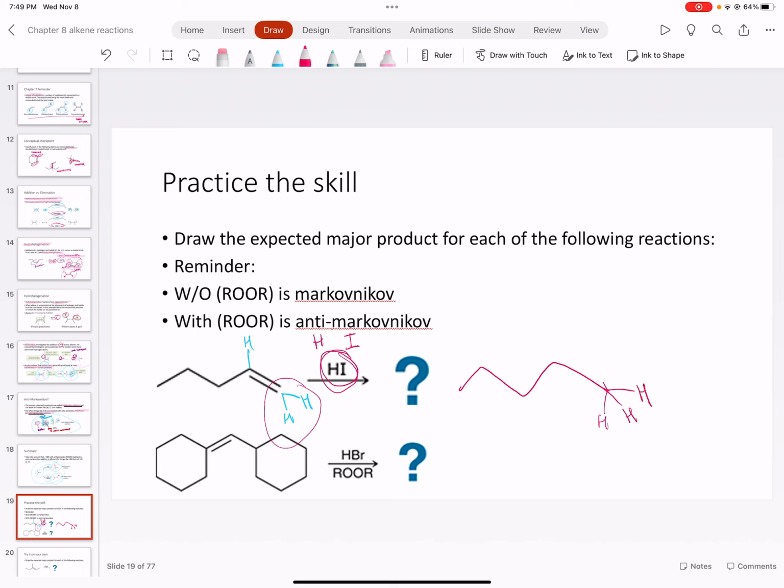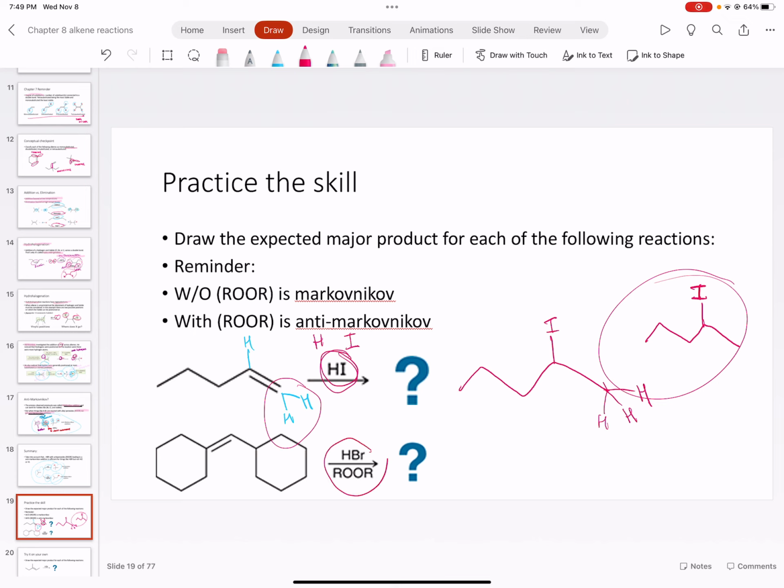And then my iodine would actually go on the side that's more substituted. On one side we don't have any carbons, and on the other side we have 1 carbon, therefore it will go on this side. And this is how my final answer would look. So that one goes for Markovnikov addition.